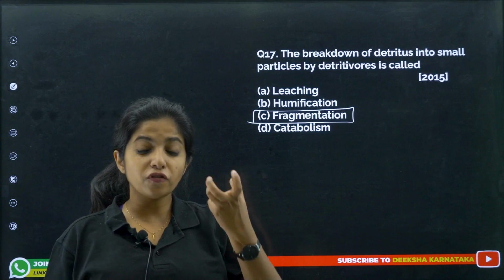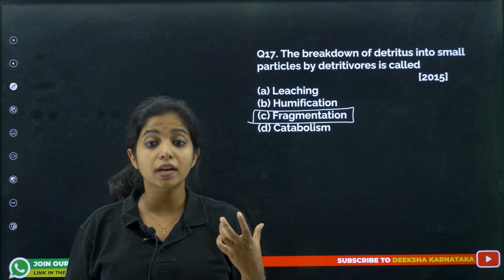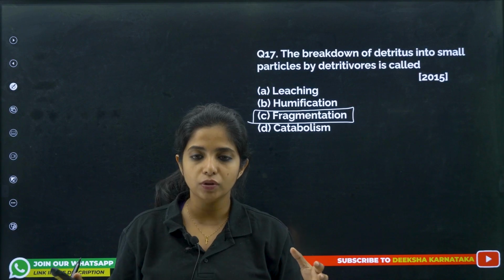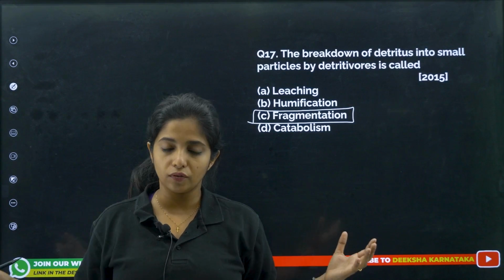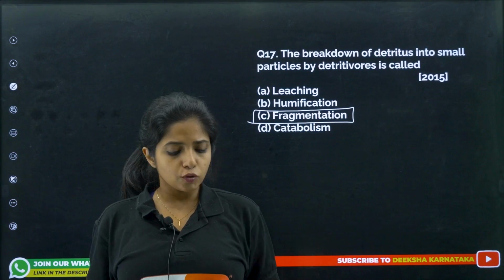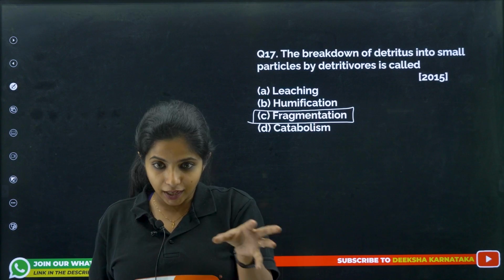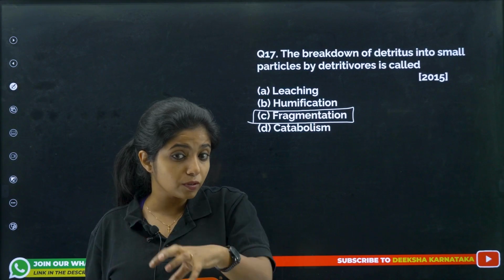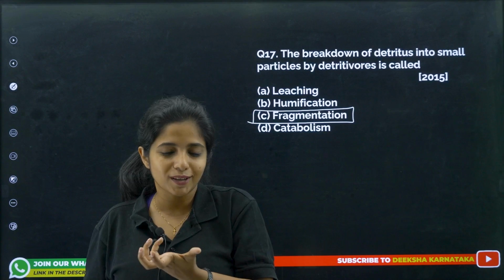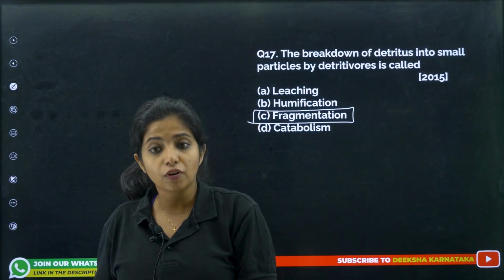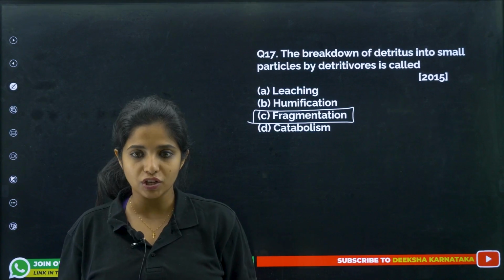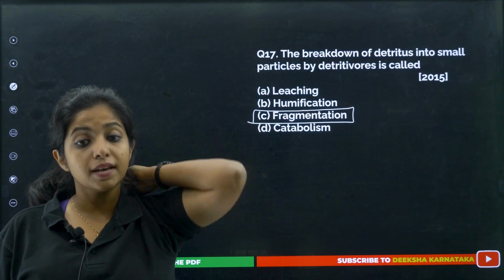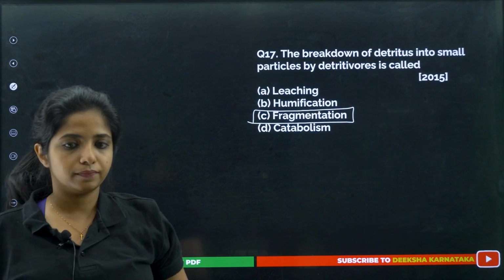Humification is the formation of a very dark amorphous substance which is known as humus. So in between, when the breakdown happens, it's not a one-day process. It takes a huge lot of time, right? In the middle, where it is not completely broken down, it has too much amount of nutrients within it, you call this humus. So the process of formation of humus is known as humification. Fragmentation is what? The breakdown of detritus into smaller particles by detritivores.